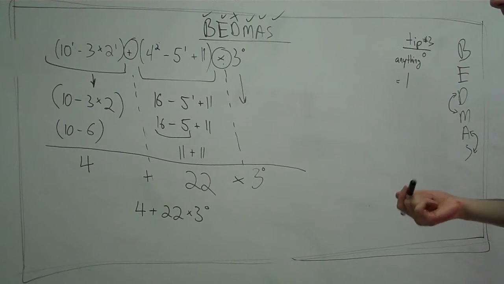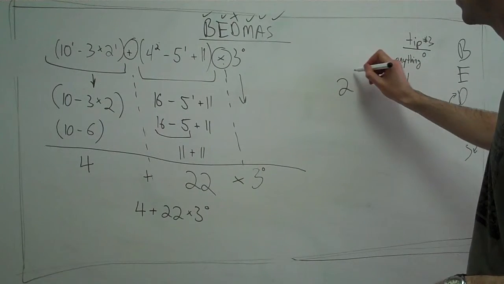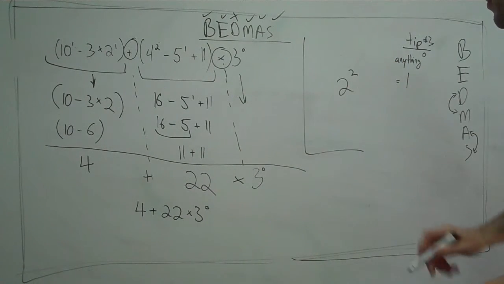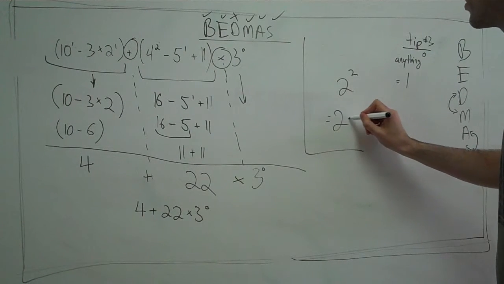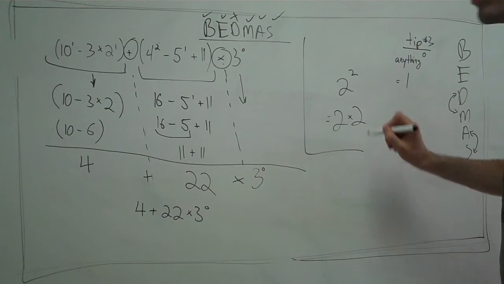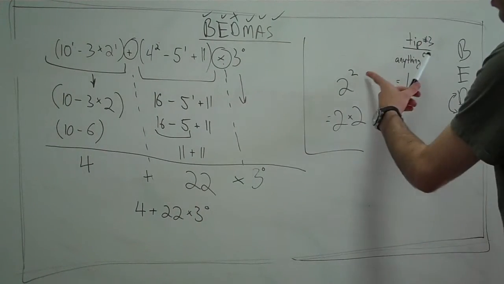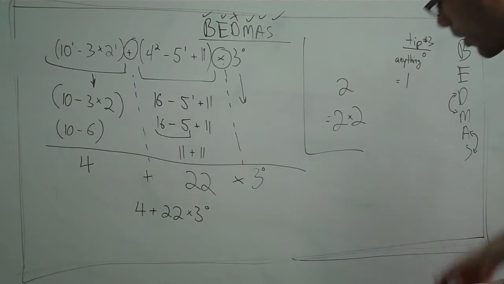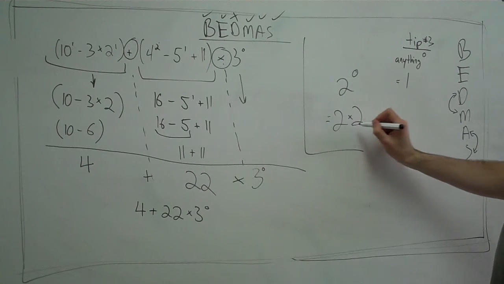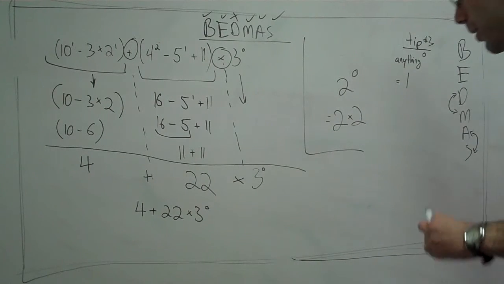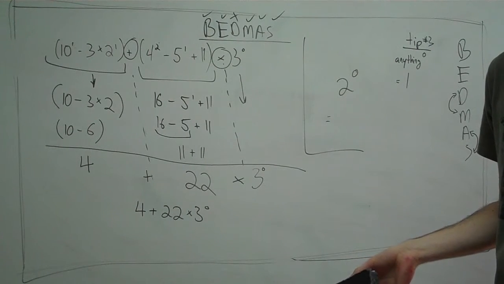We have 2 squared. 2 to the power of 2. This is a separate example. 2 to the power of 2 means 2 times 2. Now, what if this squared then became a 0? The 2 before meant there were 2 2's to multiply it by. But now there's no 2's to multiply it by. Now there's just nothing to multiply it by.